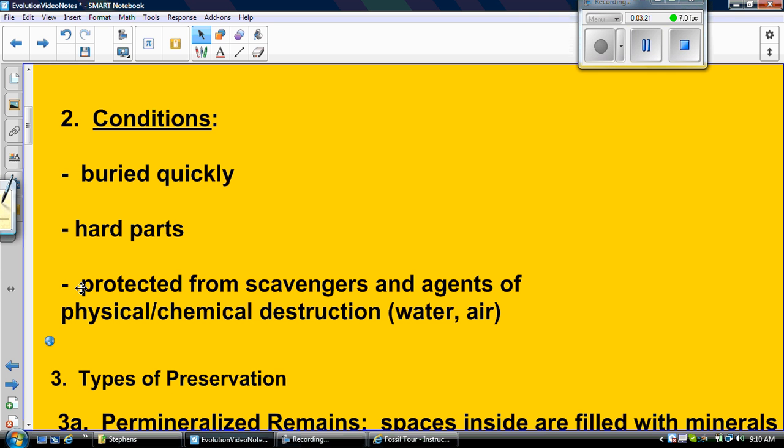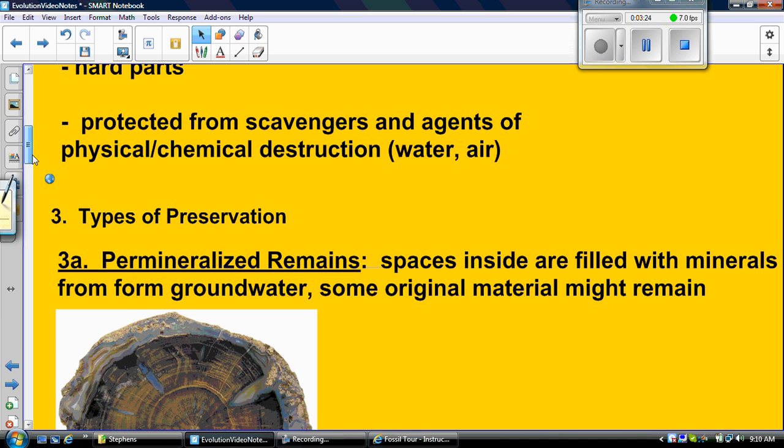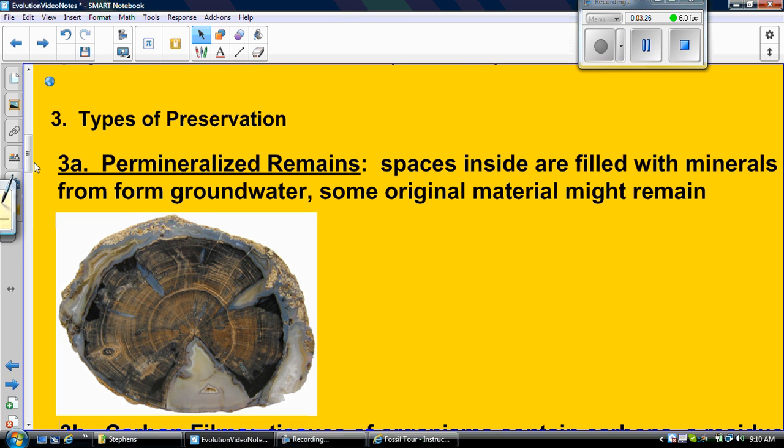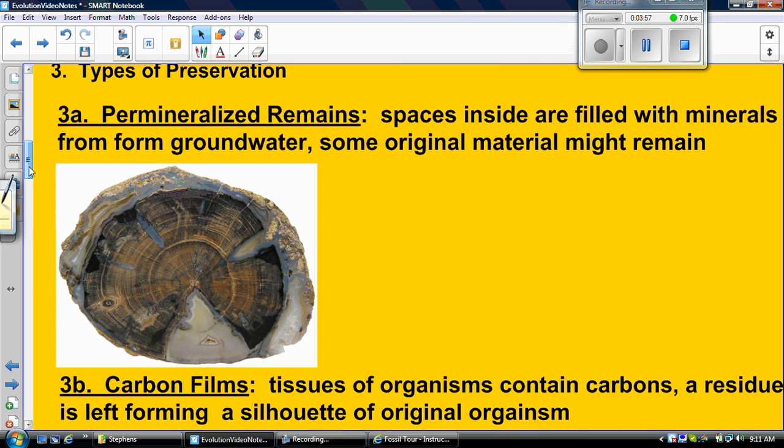Okay. Now, there are different ways that fossils can be preserved, and we're going to go over all the different ways that living things can become fossils. So the first type is what we call permineralized remains. This means that spaces inside are filled with minerals from groundwater, and some of the original material might remain. So if you look at this picture of a tree, inside these cracks are filled with groundwater, which then hardens and forms minerals, and then that can create a fossil. So that's one type of preservation.